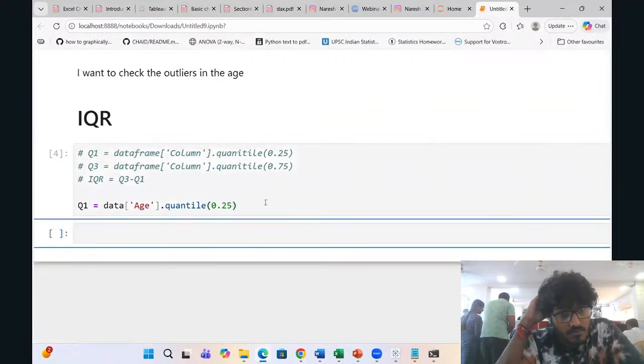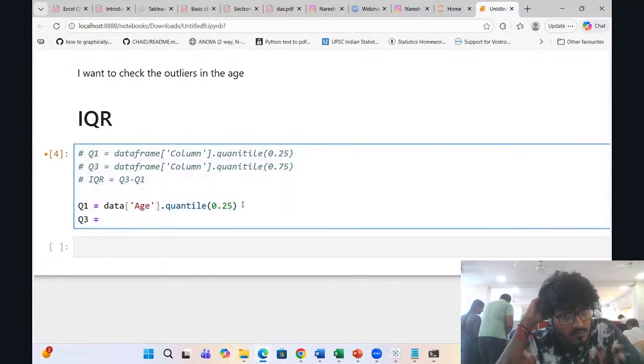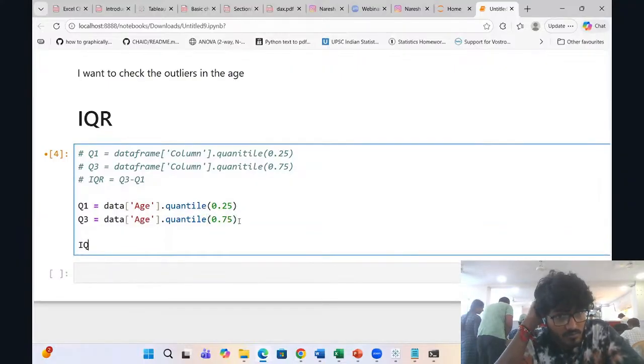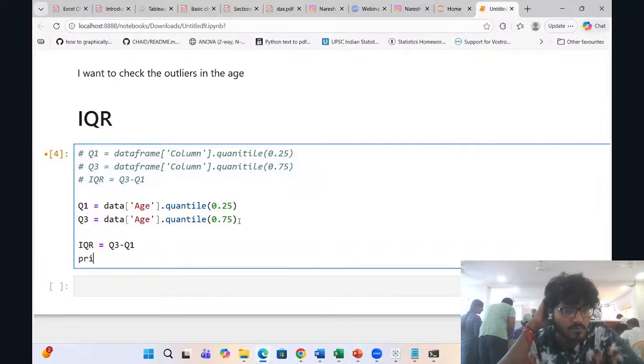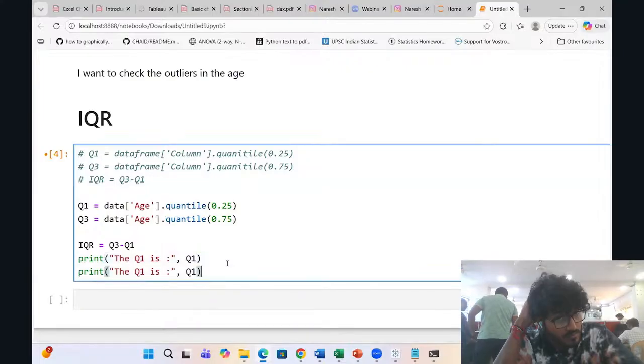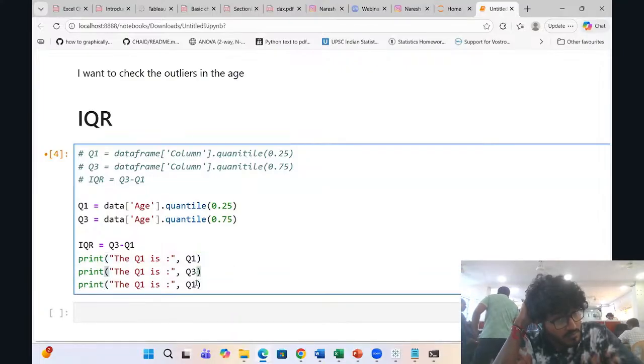So Q1, okay, we'll calculate everything here itself. Q3 is equal to, so I want 75. After that, I'll go by finding the IQR, which is Q3 minus Q1. Now I'll print Q1. Same way, I'll print Q3 and also print IQR. So the interquartile range is this.